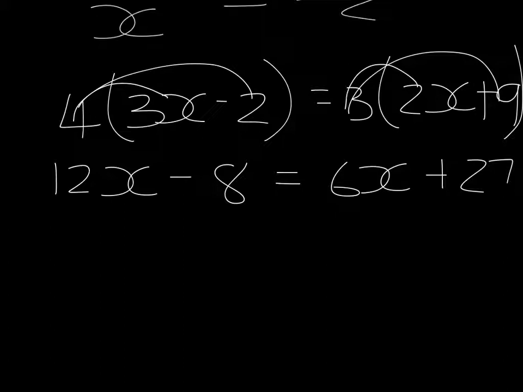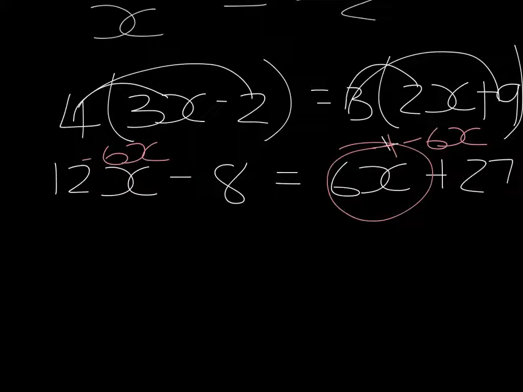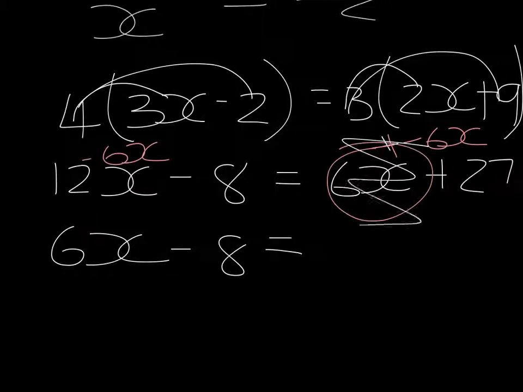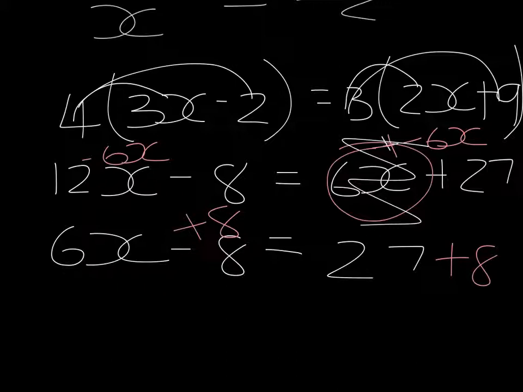What do we have to eradicate? We have to get rid of the 6x. So we go minus 6x, and we go minus 6x over here. So 12 minus 6 gives you 6x, take 8, is equal to 27, since the other is eradicated. Now we want to get rid of our negative 8, so we go plus 8, and we go plus 8 on this side. So we go 6x is equal to 27 plus 8, which gives you 35.